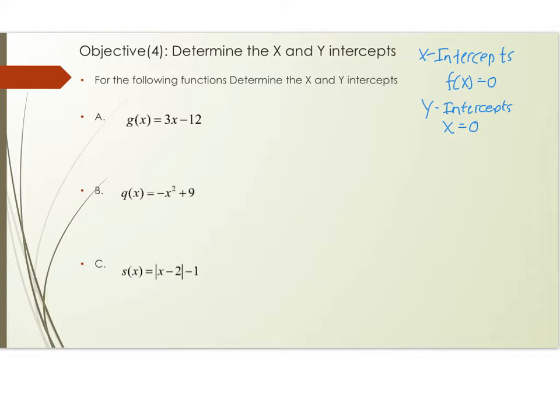So I'd like you to look at these three functions. A, g of x is equal to 3x minus 12. B, q of x is equal to negative x squared plus 9. And C, s of x is equal to the absolute value of x minus 2, minus 1. So I'd like you to pause the video and determine the x and y intercepts for each of these functions.